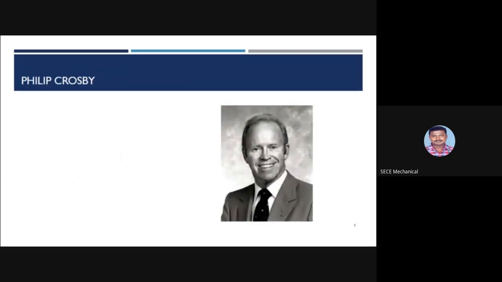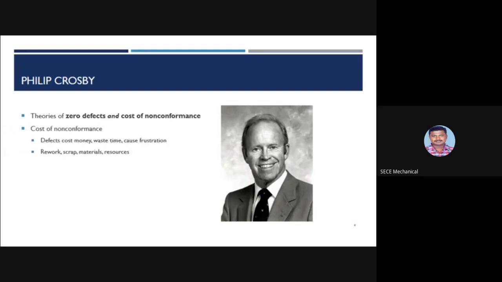Philip Crosby. Another influential management consultant in the quality industry was Philip Crosby, who lived from 1926 to 2001. Crosby emphasized zero defects and the cost of non-conformance. He defined quality as conformance to requirements so that any standard of performance meant no defects or perfection. Cost of non-conformance.